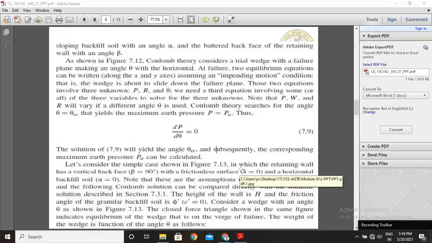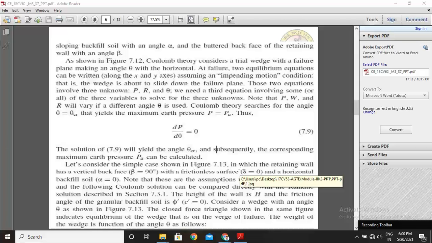At failure, two equilibrium equations can be written, that is along the x and y axis, assuming an impending motion condition, that is the wedge is about to slide down the failure plane. Those two equations involve three unknowns P, R and theta. We need a third equation involving some of the three variables to solve for the three unknowns.